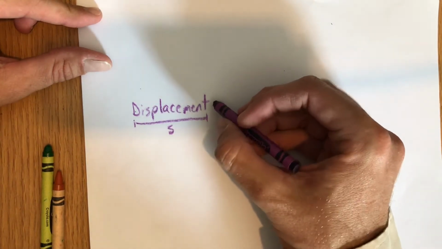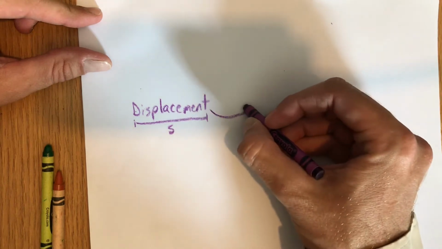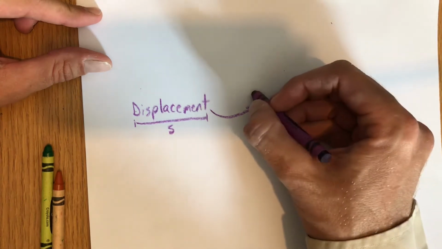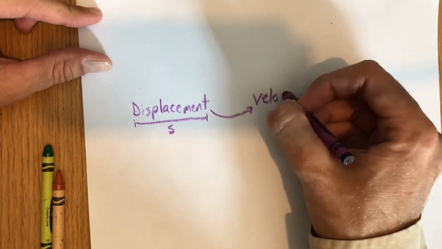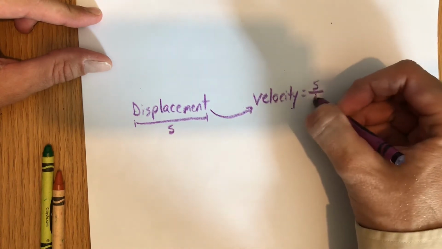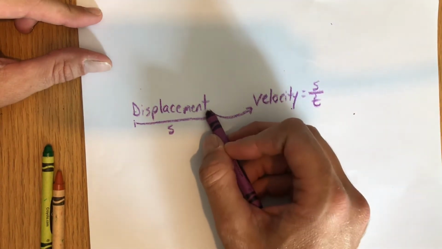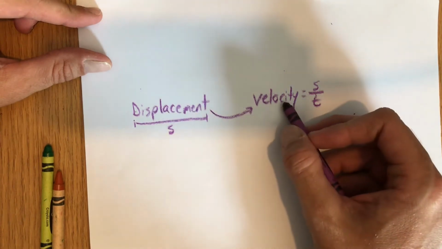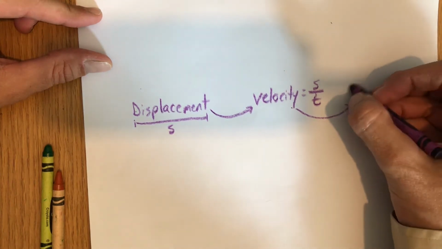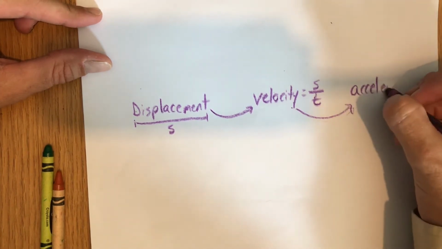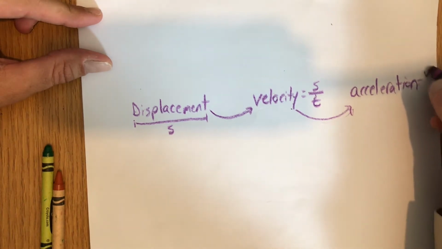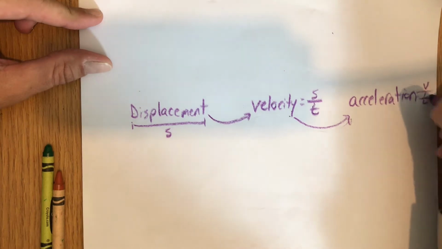The rate of change of displacement gives us velocity. And so that's like taking displacement divided by time. And that's also a vector quantity, velocity. So velocity is equal to displacement divided by time. Okay? The rate of change of displacement is velocity. The rate of change of velocity is acceleration, another vector quantity. And so that's the change in velocity over the change in time.